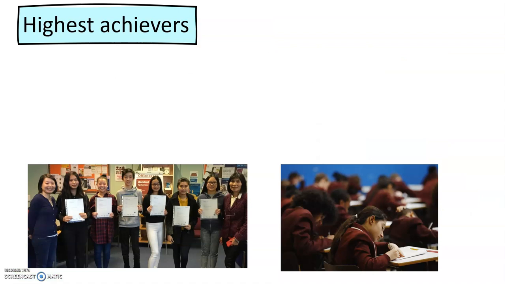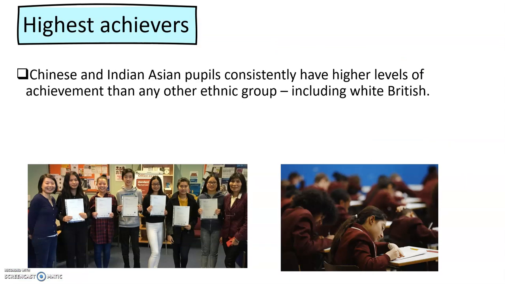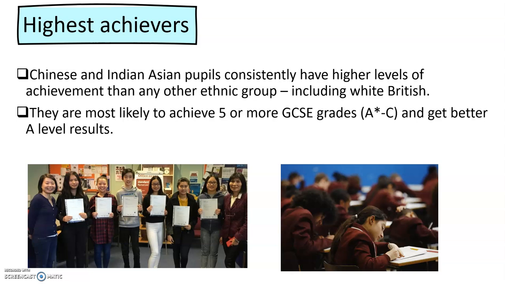So high achievers. These would be Chinese and Indian Asian pupils. They consistently have higher levels of achievement than specifically white British students. They're more likely to achieve 5 or more GCSE grades at A star to C, and they generally get better A-level results as well.